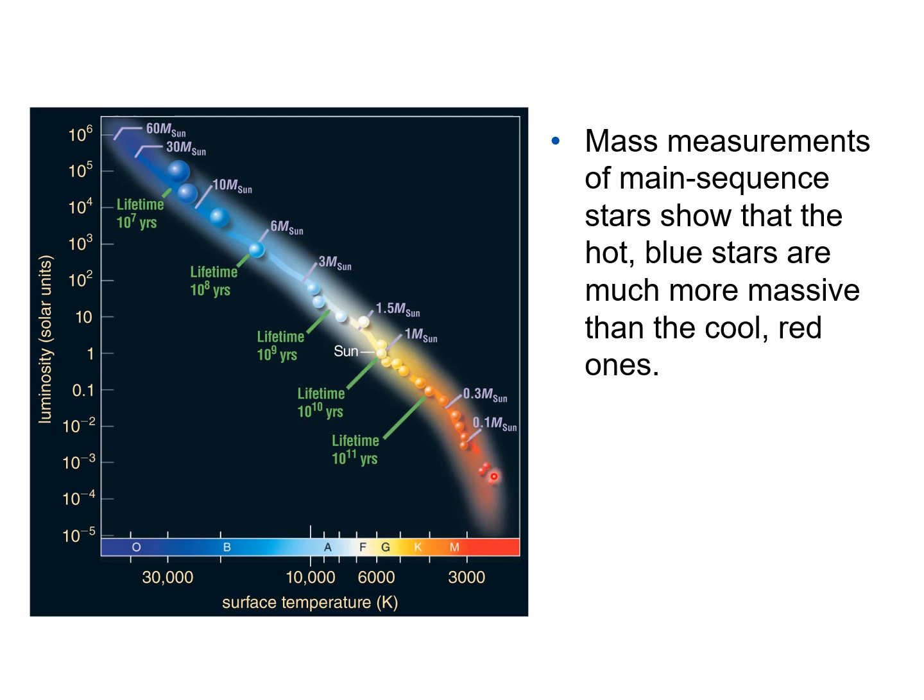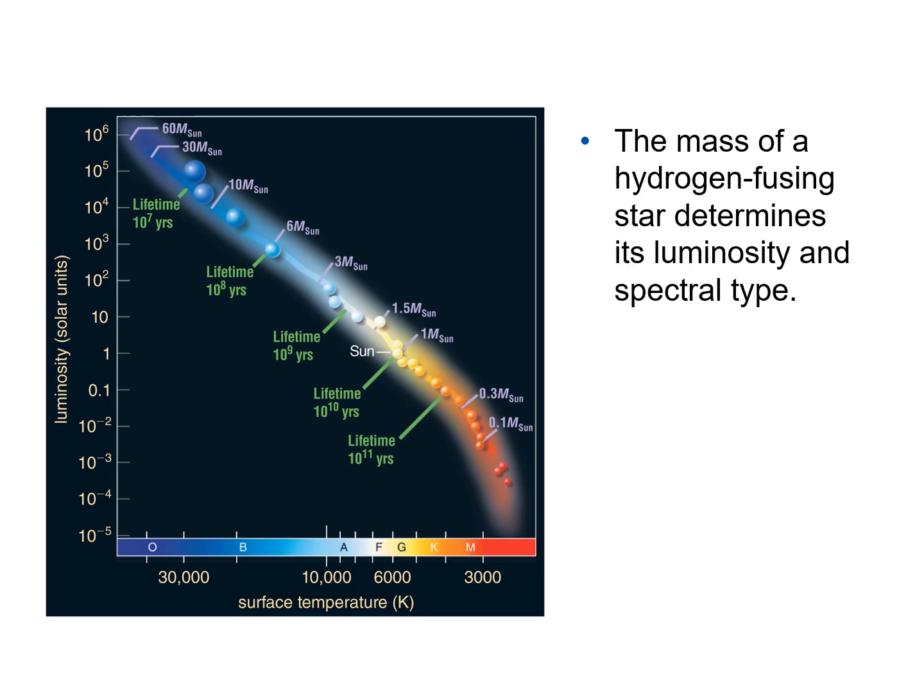But I want you to remember this as you're thinking about the Hertzsprung-Russell diagram. On the main sequence, up and to the left, these hotter stars are the most massive ones. Down and to the right, these dimmer, cooler stars are the least massive ones. The mass of a hydrogen fusing star determines its luminosity and its spectral type.